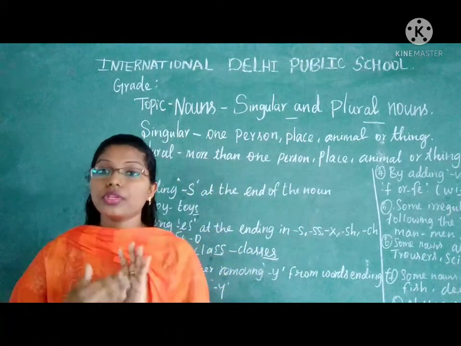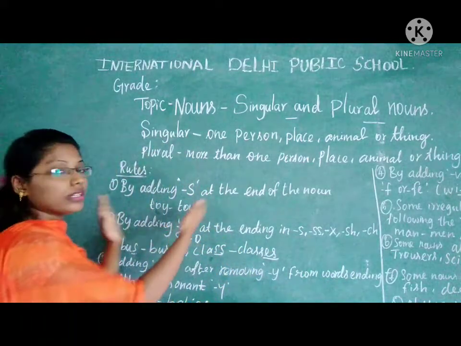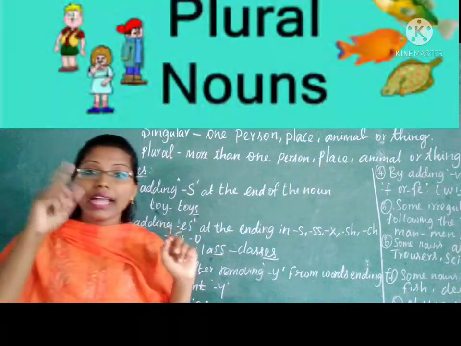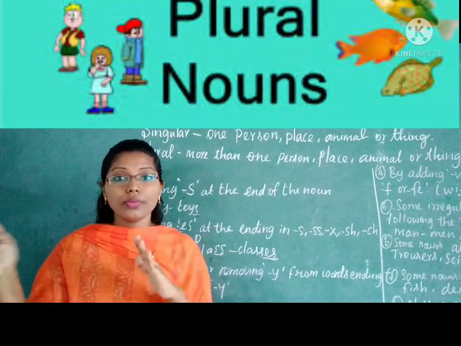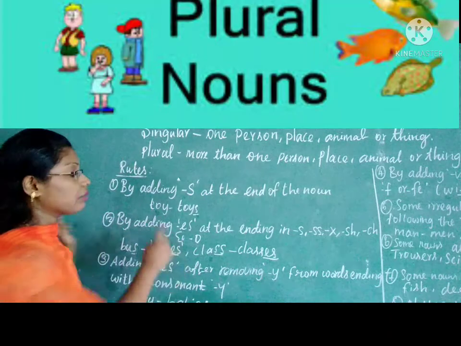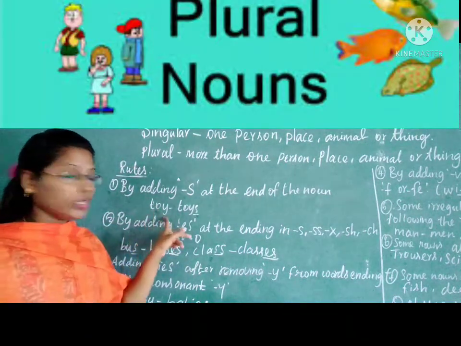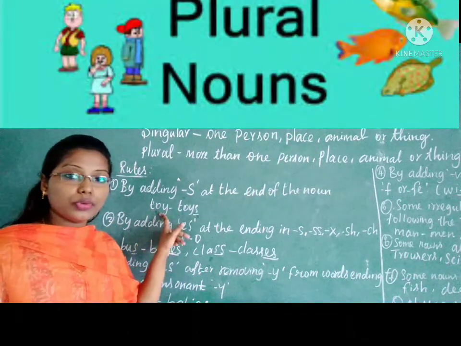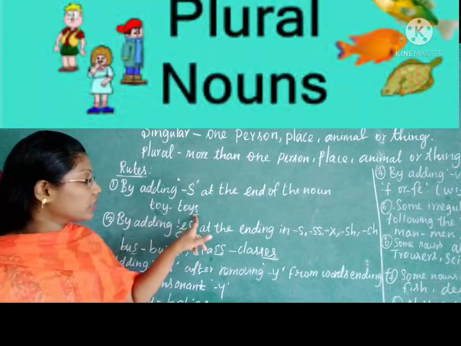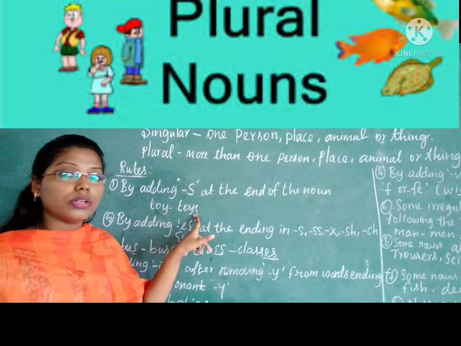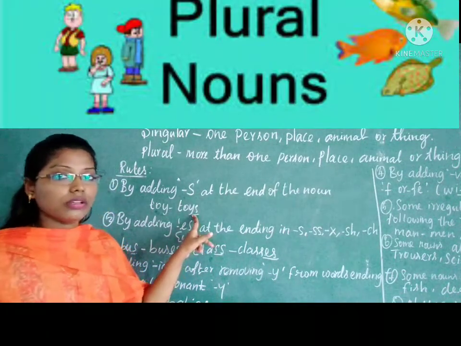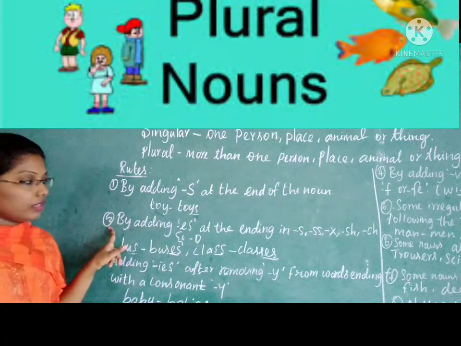So you are clear about what is singular and what is plural. Let's move to the rules for changing a singular noun into plural form. Look at the first one. By adding s at the end of the noun, we can change the singular noun into plural form. For example, toy. If we want to make it plural, we should add s at the end of the noun. So look at the end of the word toy. We just add s. It becomes plural: toys.